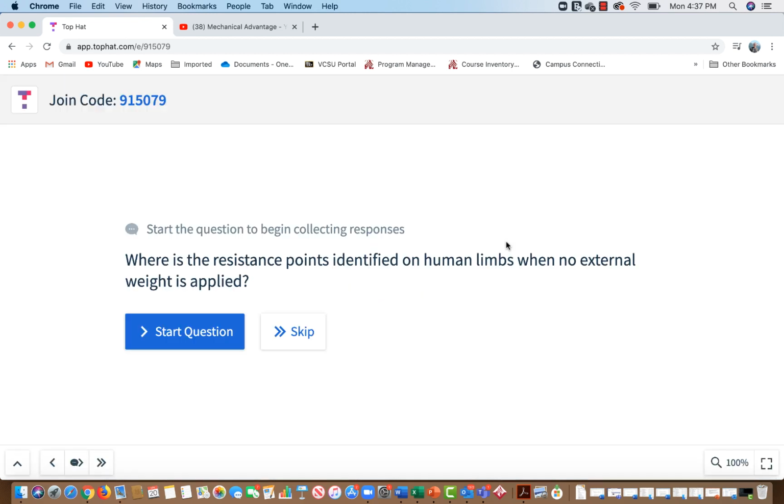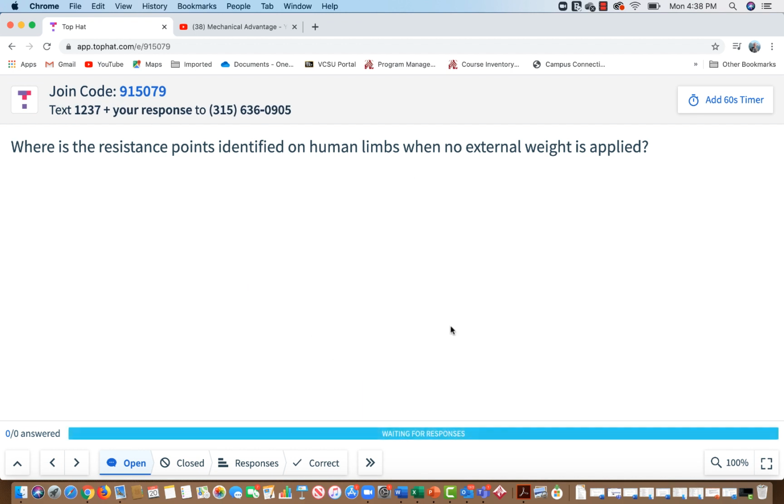So, we have a question. Where is the resistance point identified on human limbs when no external weight is applied? And we talked about that. So look back in your notes and let's find the answer to that, because we're going to be using that on Thursday.